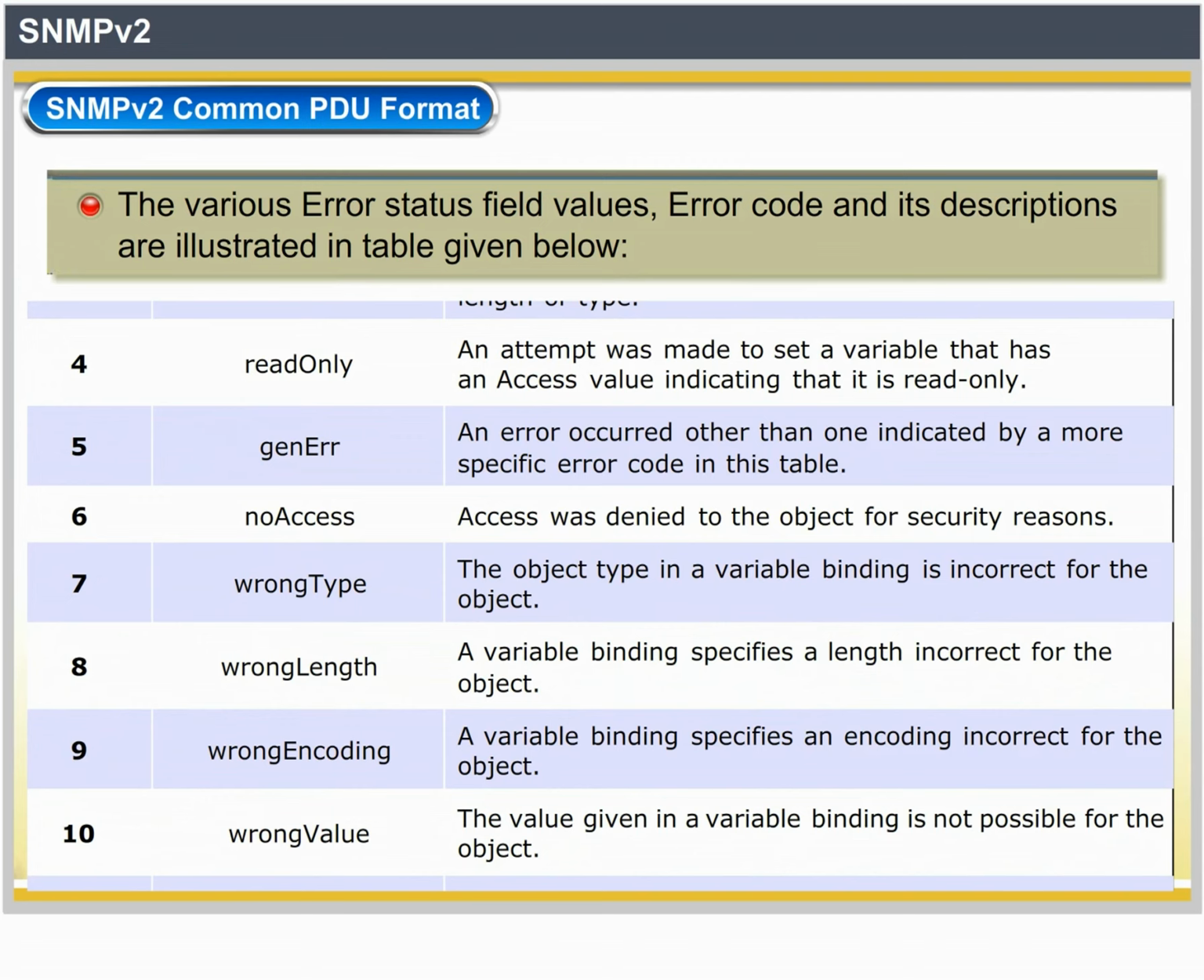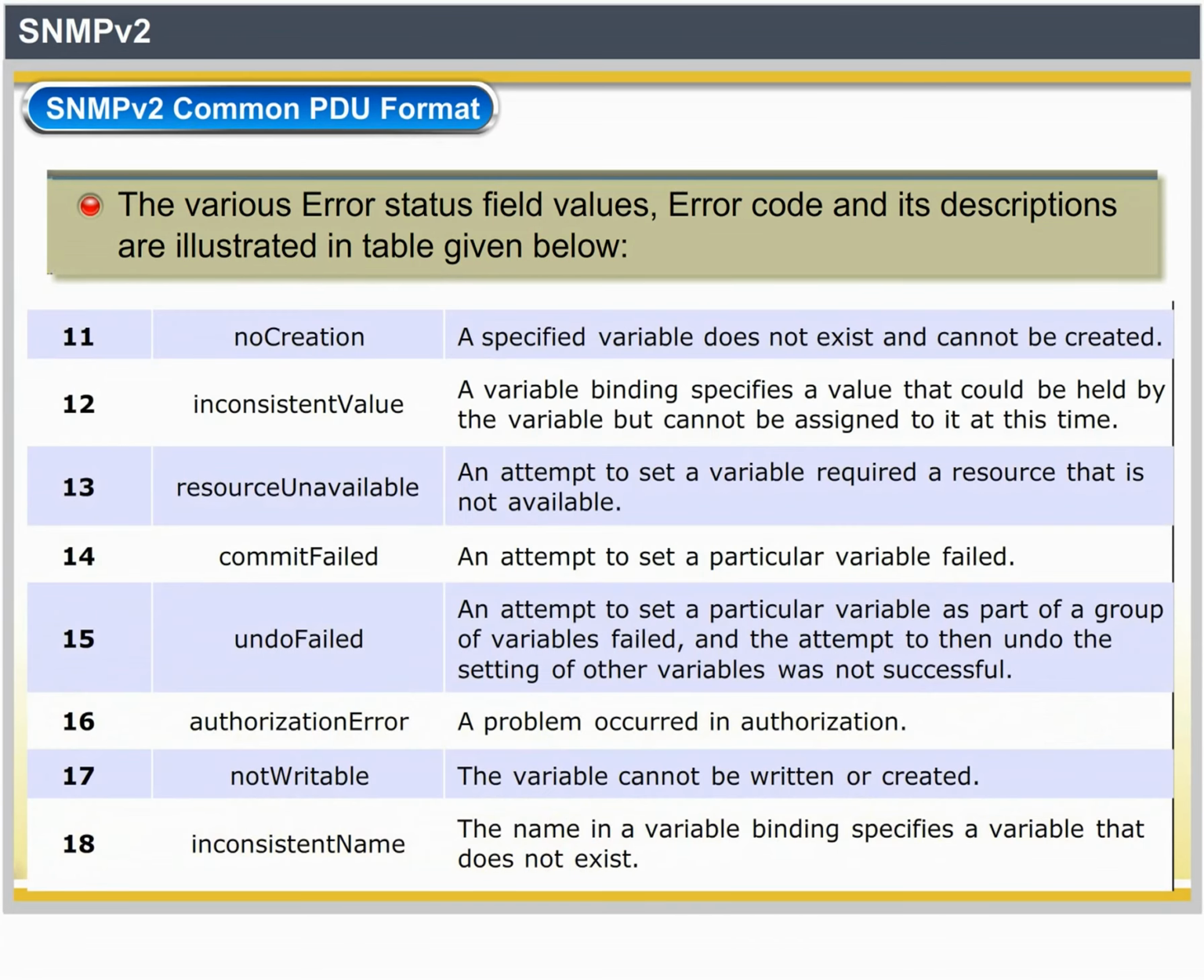11, no creation: a specified variable does not exist and cannot be created. 12, inconsistent value: a variable binding specifies a value that could be held by the variable but cannot be assigned to it at this time. 13, resource unavailable: an attempt to set a variable required a resource that is not available. 14, commit failed: an attempt to set a particular variable failed. 15, undo failed: an attempt to set a particular variable as a part of a group of variables failed, and the attempt to then undo the setting of other variables was not successful. 16, authorization error: a problem occurred in authorization. 17, not writable: the variable cannot be written or created.